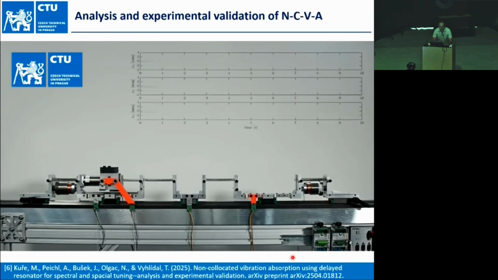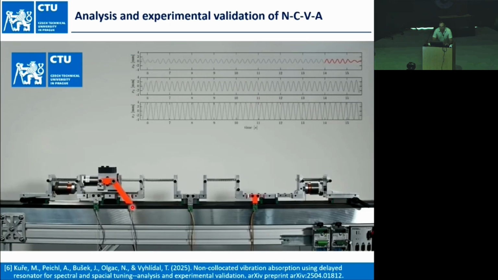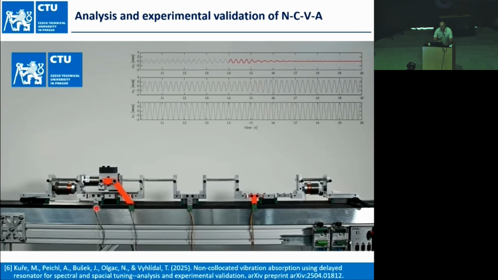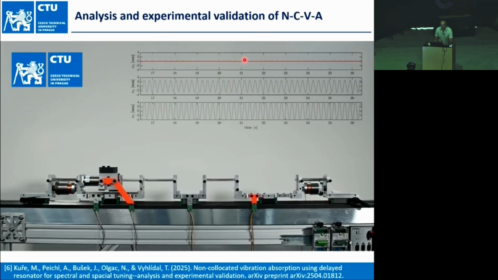Yeah, so now, as I've mentioned, we switch to position feedback. This is the absorber, and the feedback is taken from this sensor. We use a magnetic incremental sensor, which is quite accurate, and you see that the results are much better, even though it's non-collocated vibration suppression.